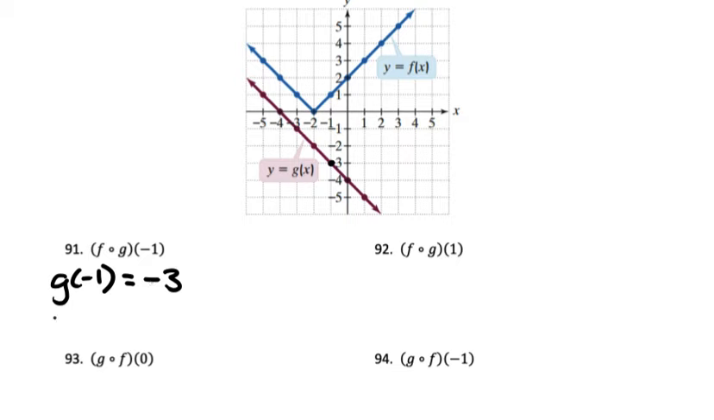Now I take that value and I plug that in for x into the f function. So f of negative 3. So I go to my graph of f, negative 3 for x, find the graph, that's right here, and then find the y coordinate. The y coordinate there is 1. So my answer is 1.